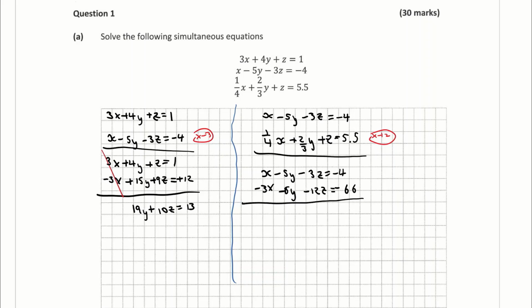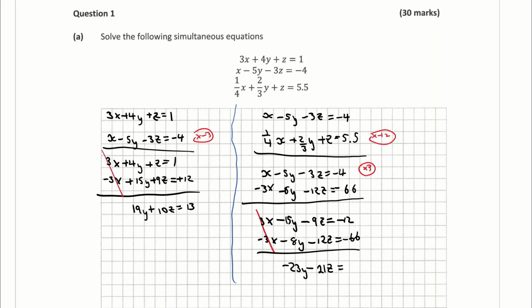I'm now going to multiply the top line by a 3, because again, I have to cancel out the x's. So that's going to give me 3x minus 15y minus 9z is equal to minus 12. And I'm going to keep my minus 3x minus 8y minus 12z is equal to minus 66. My 3x minus 3x will cancel out. So that's leaving me with negative 23y minus 21z is equal to minus 78. I now have two equations in terms of two variables, y and z.